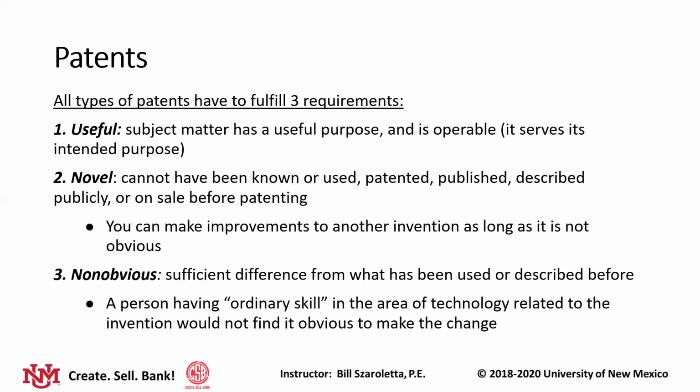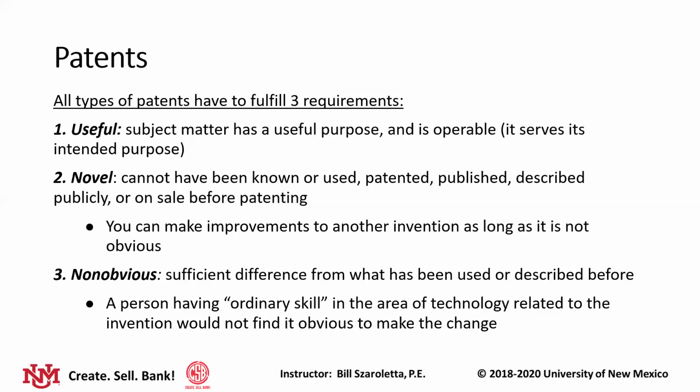So this essentially means that it can't have been known or used, patented, published, described publicly, or on sale before you patent. So it's really important that if you want to get a patent on your idea, you make sure that you don't publish anything, whether that's in an online journal article or in a presentation that you're giving, whether it's in school or whatever else, or offered it for sale. So you want to make sure that you at least start the patent process before you disclose publicly.